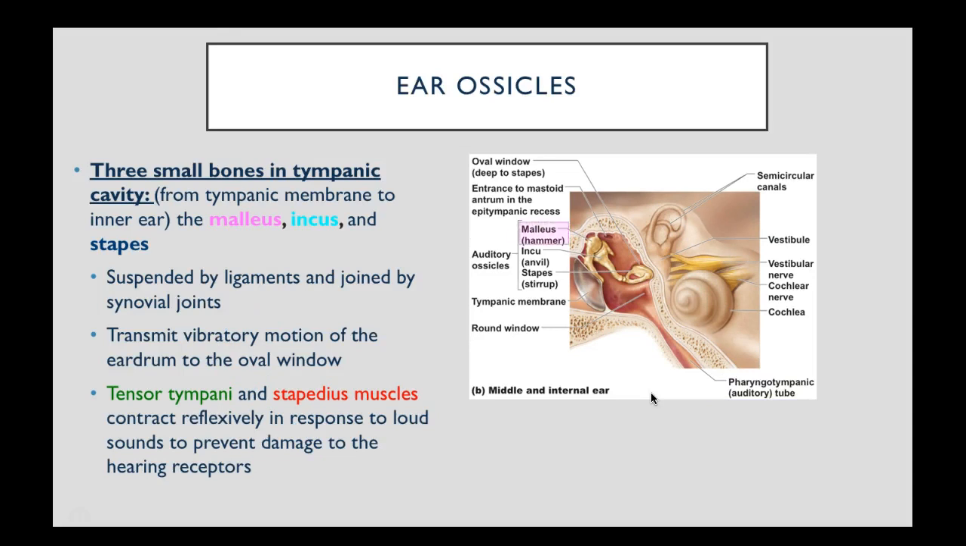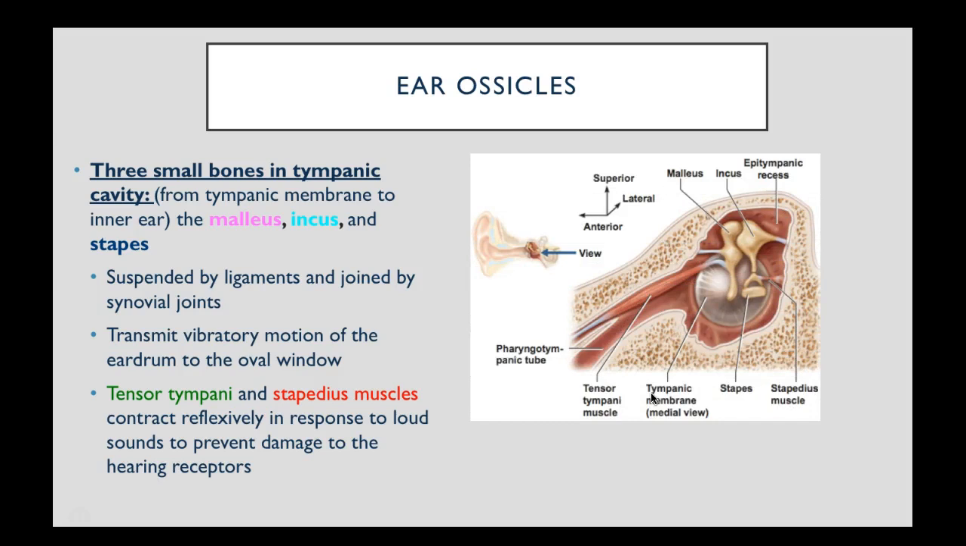We said we have our malleus or the hammer, the incus or the anvil, and our stapes here. These are all suspended by ligaments and joined by synovial joints. We're also going to have two muscles to know in this region. Let me give you a view of these muscles. So once again, we can see our malleus, incus, and stapes. So this would be our anterior region, this would be the superior region, and this would be our lateral region. So think of your ear as being on this side of this magnified image.